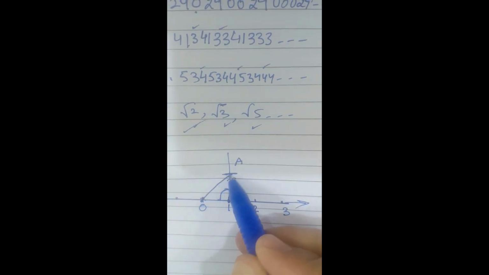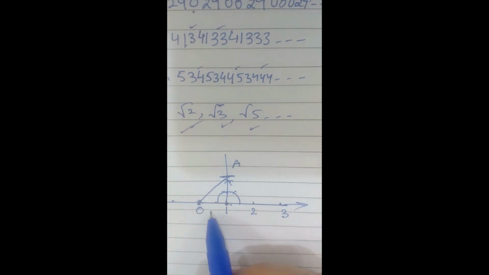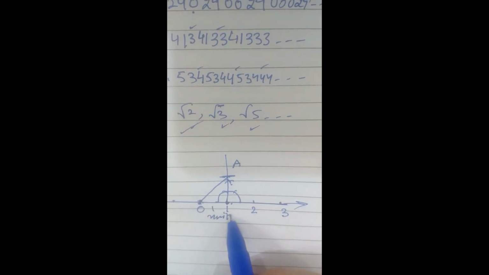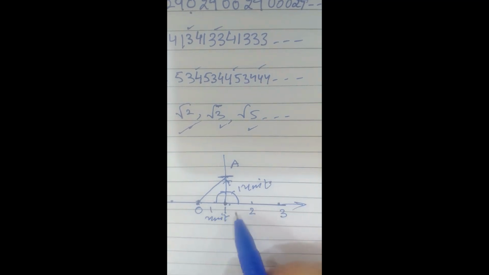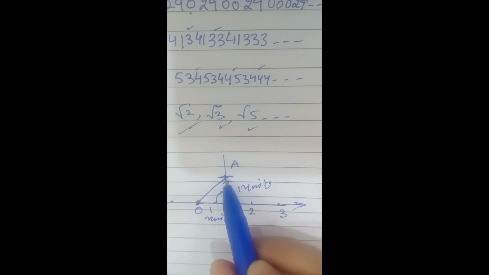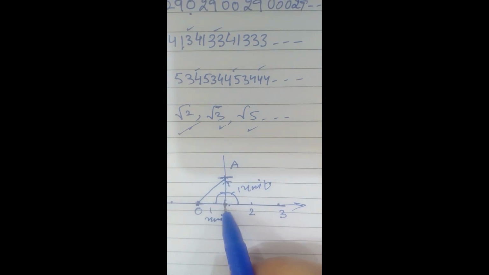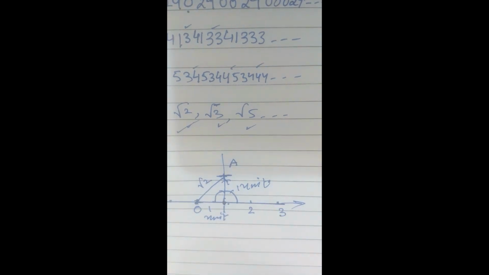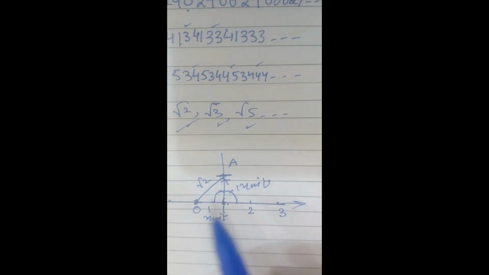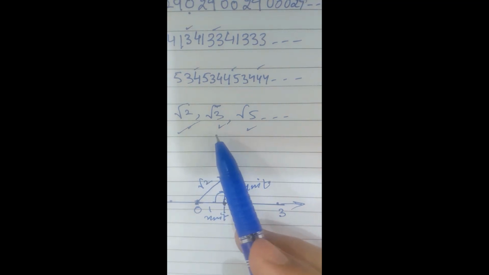You will be joining O and A. Since you have taken this as 1 unit, and you have marked this as 1 unit, then by Pythagoras theorem, base square plus perpendicular square will be 1 square plus 1 square, which will become 2. Since it was hypotenuse square, it will give you √2. Fine.